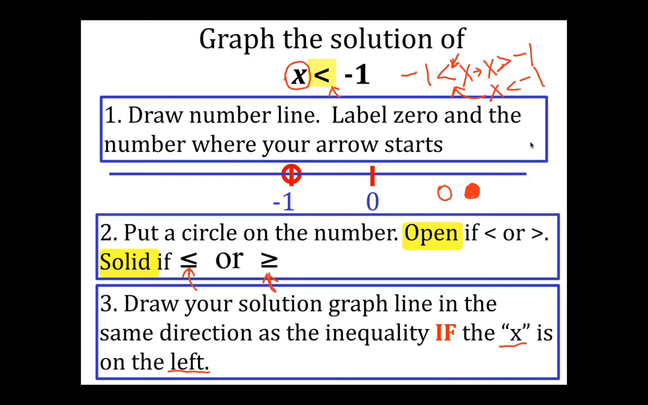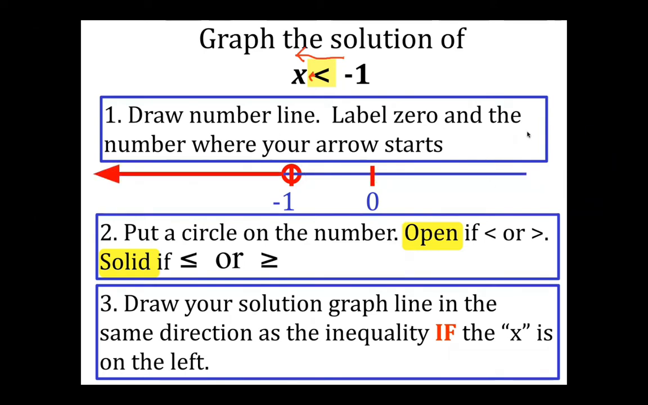However, in most of our examples for this lesson, our variable is going to be on the left. So in this case, go ahead and draw in the same direction as the inequality symbol is pointing. We can see here that it's pointing to the left. So go ahead and draw your line to the left.